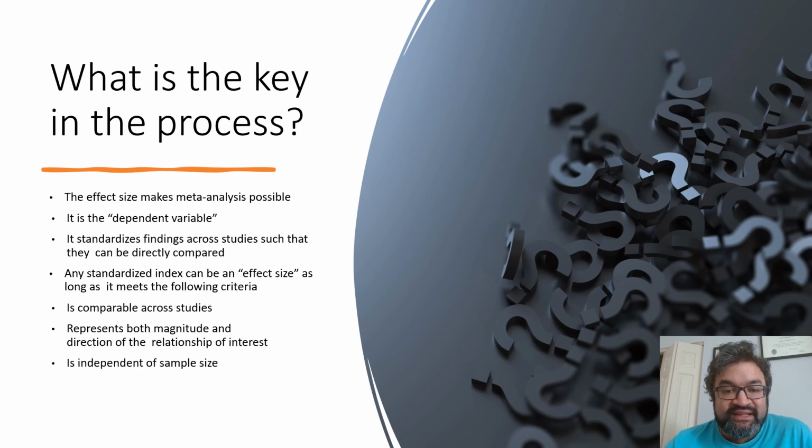So what is the key in the process? The effect size makes a meta-analysis possible. It is the dependent variable. It standardizes findings across studies such that they can be directly compared. And then the standardized index, which is an effect size, is comparable across studies, represents both magnitude and direction, and is independent of sample size.